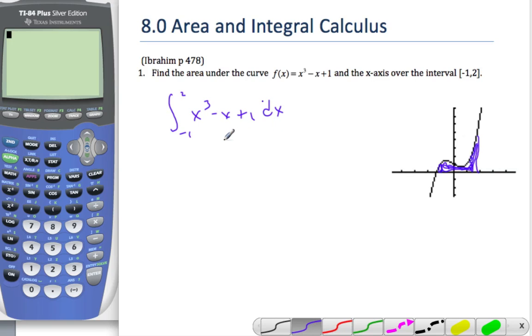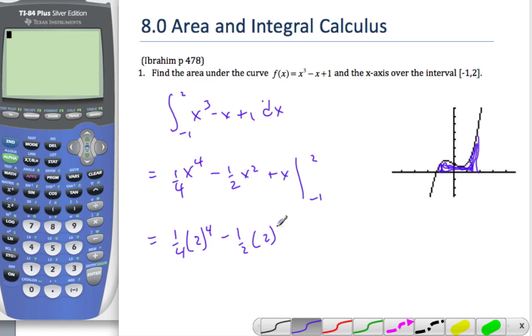Okay. So now we take our antiderivative, and I get x to the power 4 divided by 4 minus a half x squared plus x. And we're going to take this from -1 to 2. And we're going to plug our values in, and we get 2 to the power 4 over 4 minus a half 2 squared plus 2.